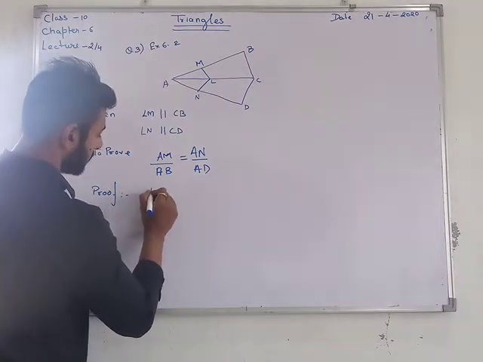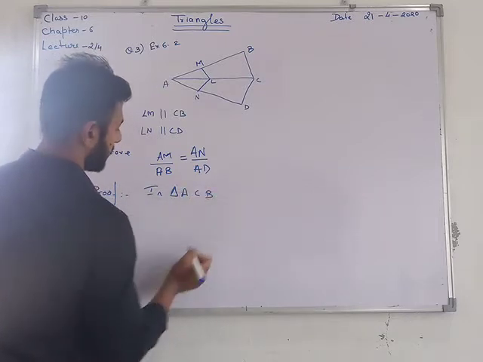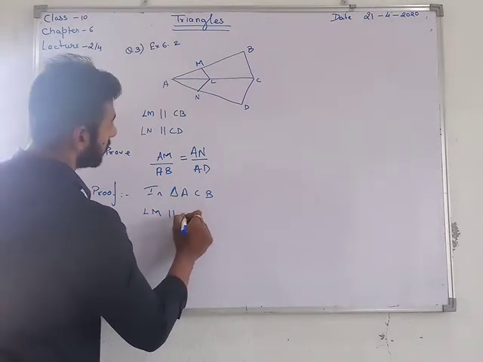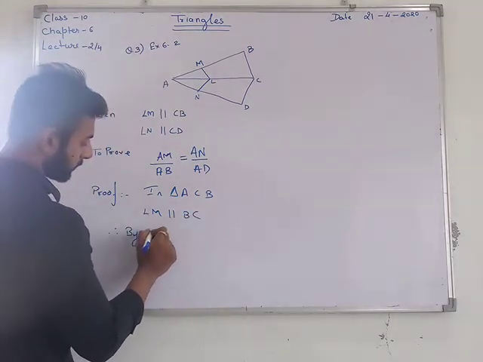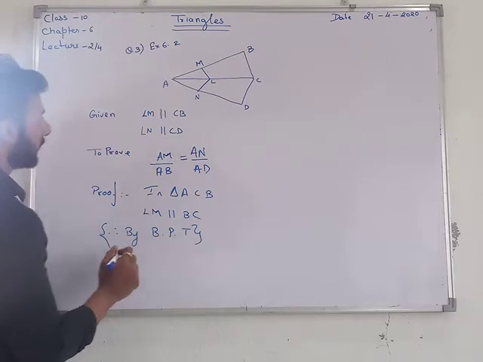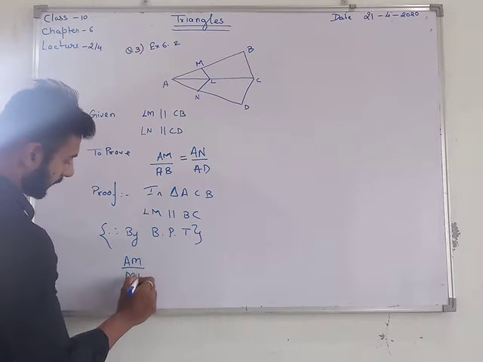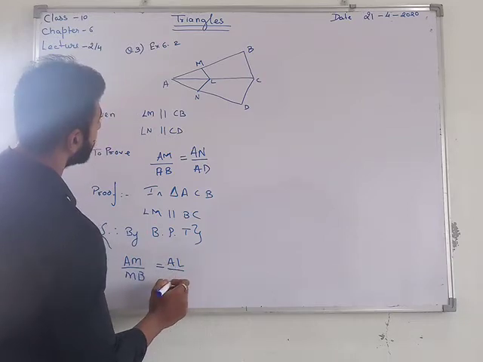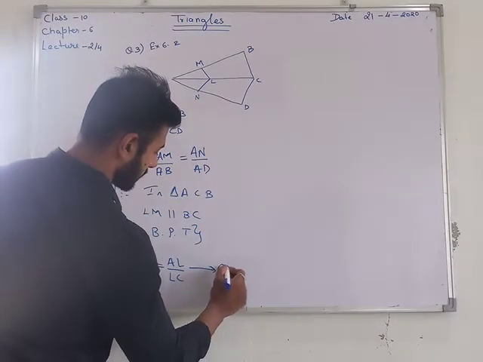First we are taking the triangle ACB. In triangle ACB, LM is parallel to BC. Therefore, by basic proportionality theorem, we can write AM upon MB is equal to AL upon LC. This is first.